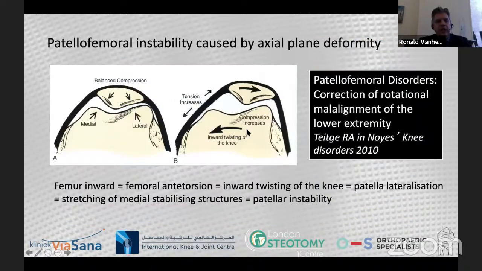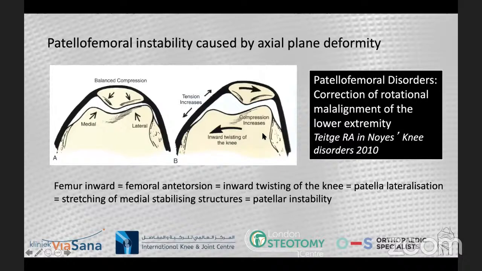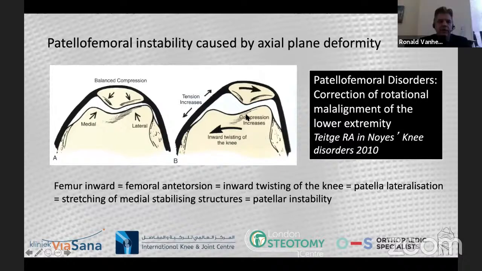This is a transverse slide from the same chapter again to show that. With the inward twisting of the knee, the compression increases, you have a tension increase, and you have a lateral moving of that patella. So the femoral anteversion, an inward twisting of the knee, and the patella and the stretching of the medial stabilizing structures causes patellar instability and patellar subluxations and luxations. That's the cause when you have a rotational deformity in the femur.